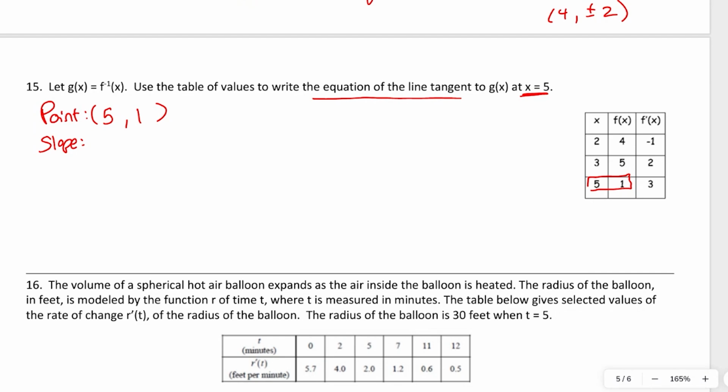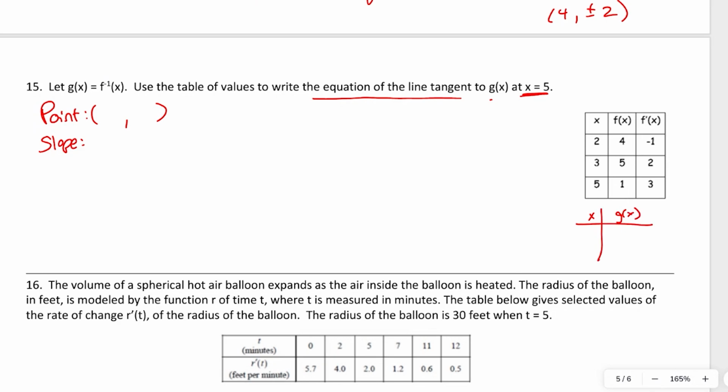Yeah, so the slope, well, we don't know the slope yet, do we? Oh, wait, hang on here. Hang on. Tangent to G, oh, at x equals 5. Oh, goodness. Okay, we need to back that up because we're not finding the point at f of x. We need g of x. So let's write g of x here. Whew, almost made a mistake there. So for g of x, let's make that table for g of x.